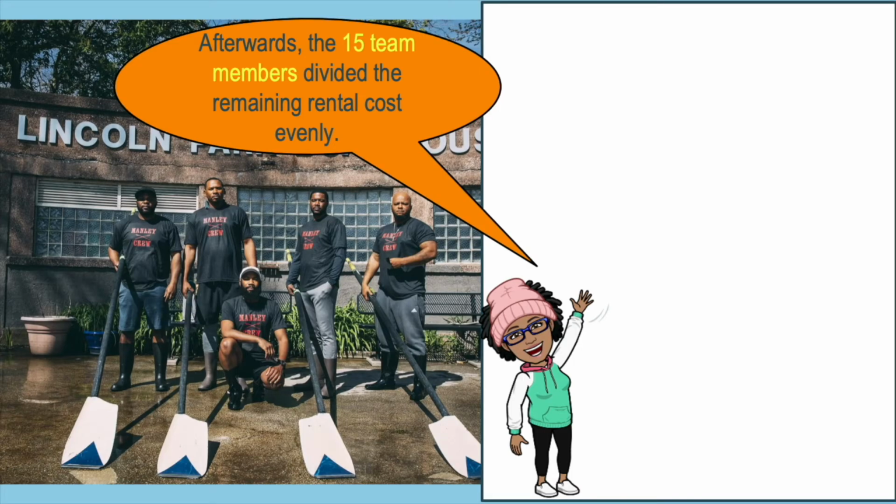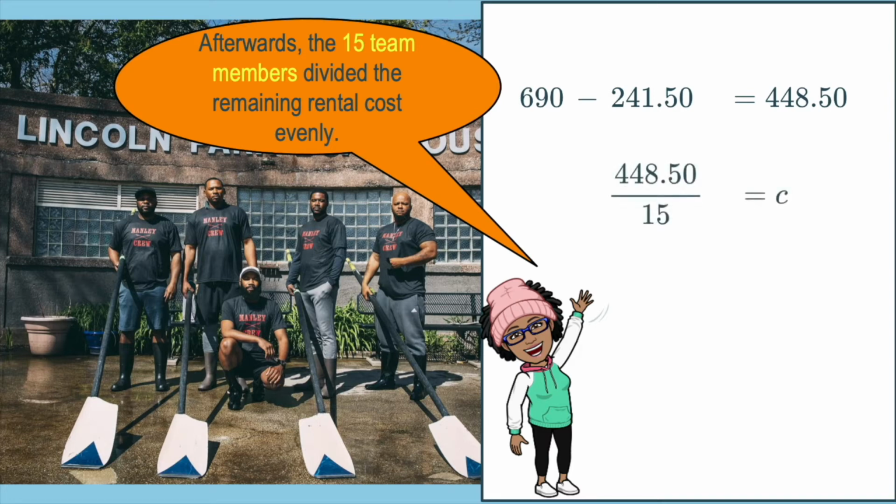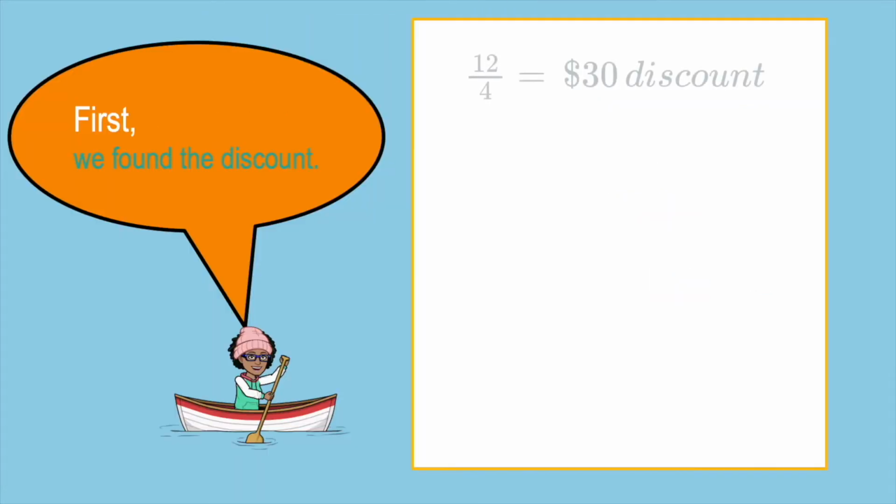Afterwards, the 15 team members divided the remaining rental costs evenly. After paying my 35%, $448.50 out of $690 was left. What do you think the team members did? You're right. They divided $448.50 evenly. Each team member paid $29.90. Let's review today's lesson.